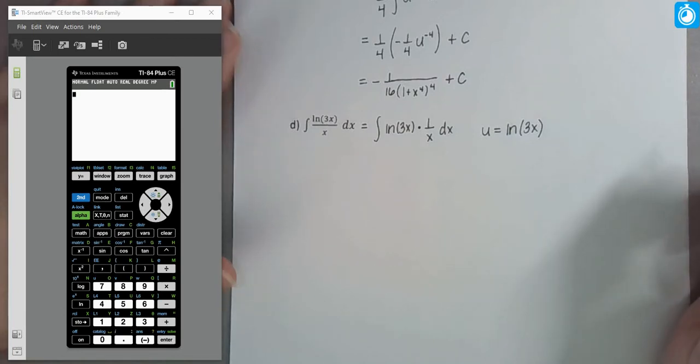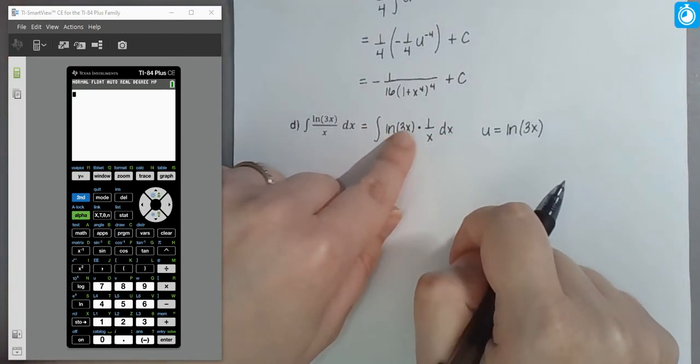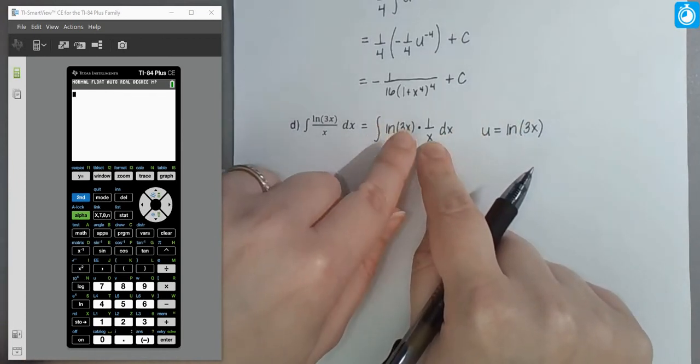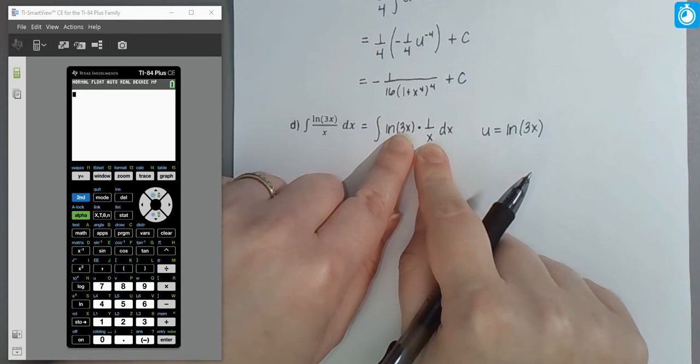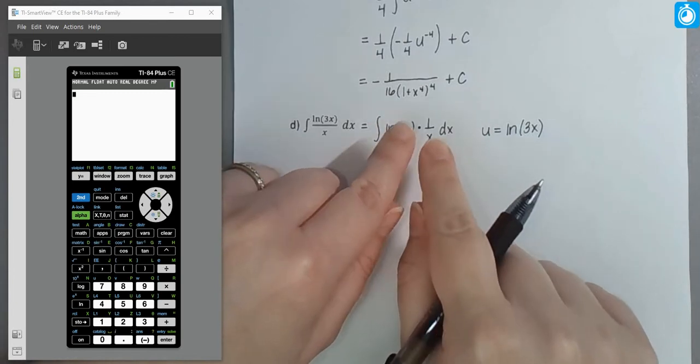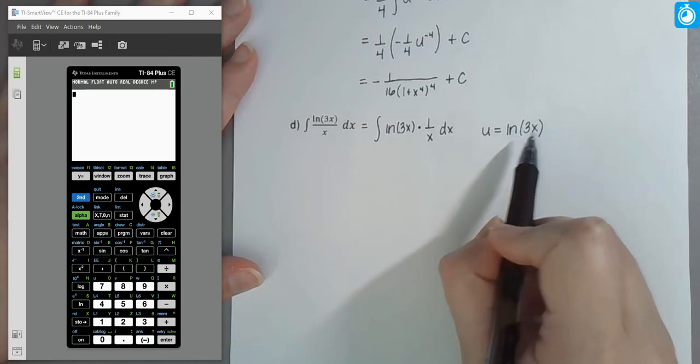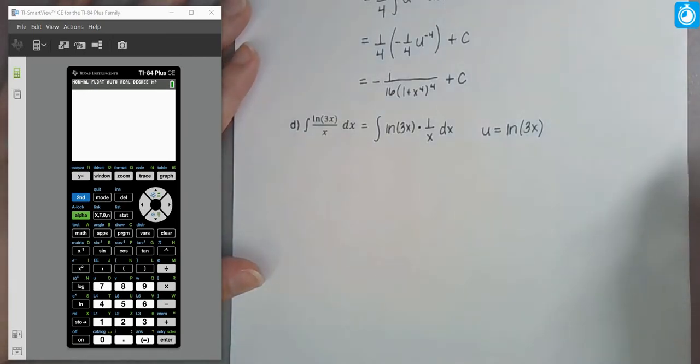And again, why is that? That's because for this function, natural log of 3x, we see its derivative. We're looking for a function that's matched by its derivative, and that's going to indicate what we want to substitute for. So I'm going to allow u to be natural log of 3x.